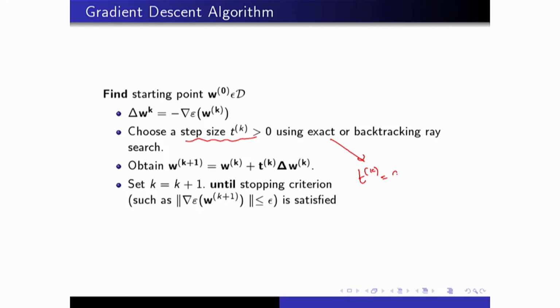t_k is basically that value of t that minimizes the objective function E or the error at the sum of the previous update plus t times the step direction. So you want to find that t that actually minimizes the error function along the fixed direction. So w_k and delta w_k are fixed in this optimization problem. It's a one-dimensional optimization problem.